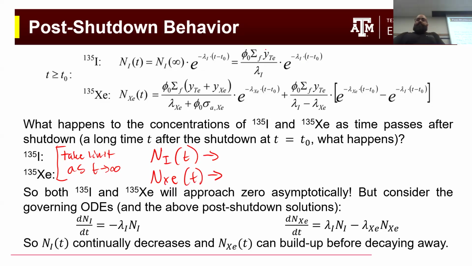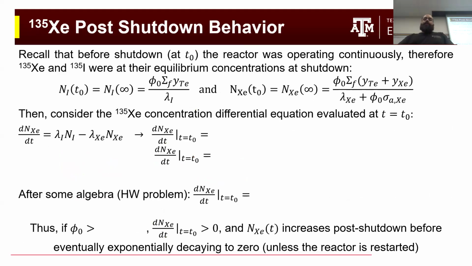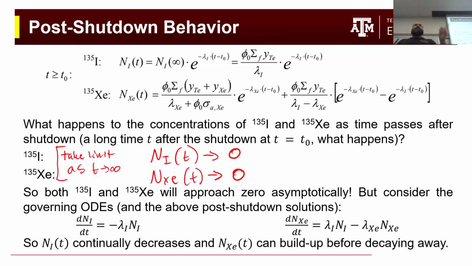And if I look at my equations carefully, what I would see is that every term contains a negative exponential, and so all of these negative exponentials are going to go to zero. That means that the amount of both of these nuclei is going to go to zero as time goes forward after the shutdown. So eventually I'll have no iodine in the reactor, and eventually I'll have no xenon in the reactor. Both of them will eventually go to zero, but they're not going to go to zero in the same way, because iodine only decays. Iodine only has a negative exponential, whereas xenon can first get produced before it eventually fully decays away.